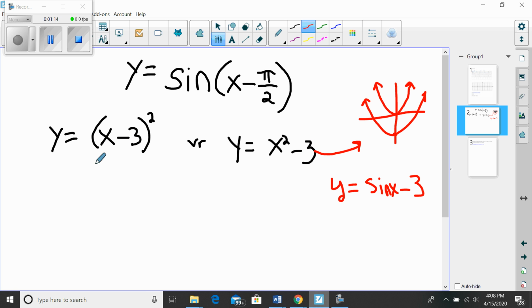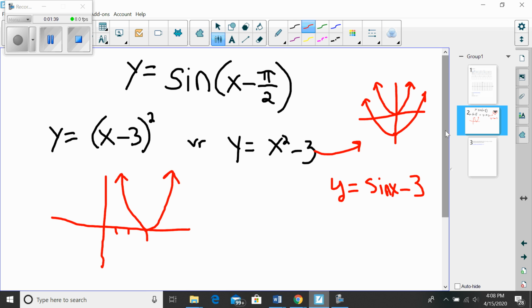Now, recall what happens here. If I subtract the 3 from the x, that takes my standard parabola and moves it, and this feels backwards to some people. Some people see minus 3 and they want it to go to the negatives, right? But this takes my standard parabola and shifts it to the right 3 units.